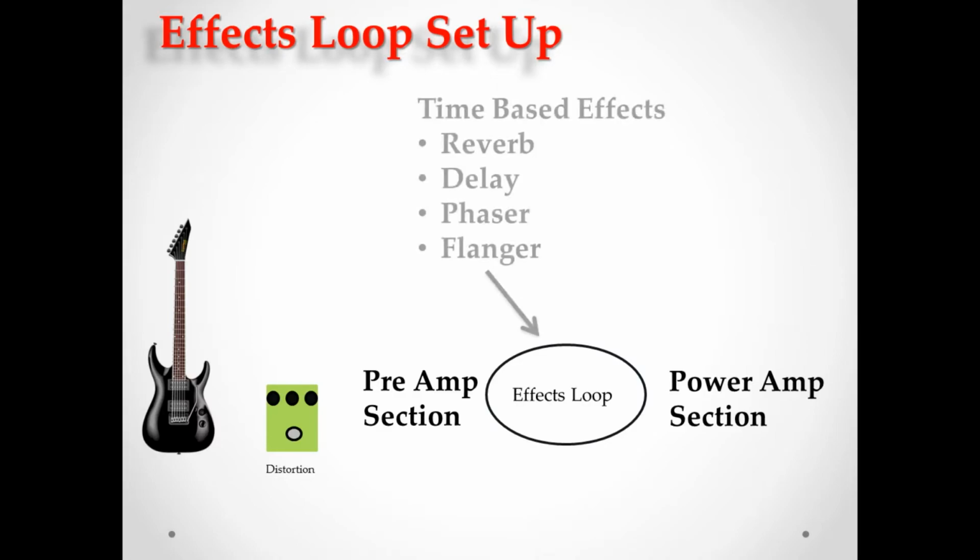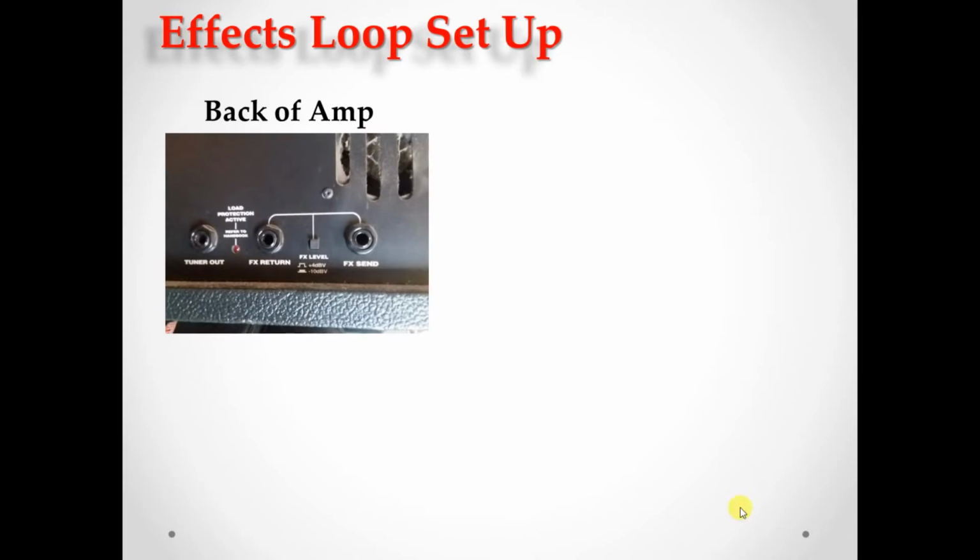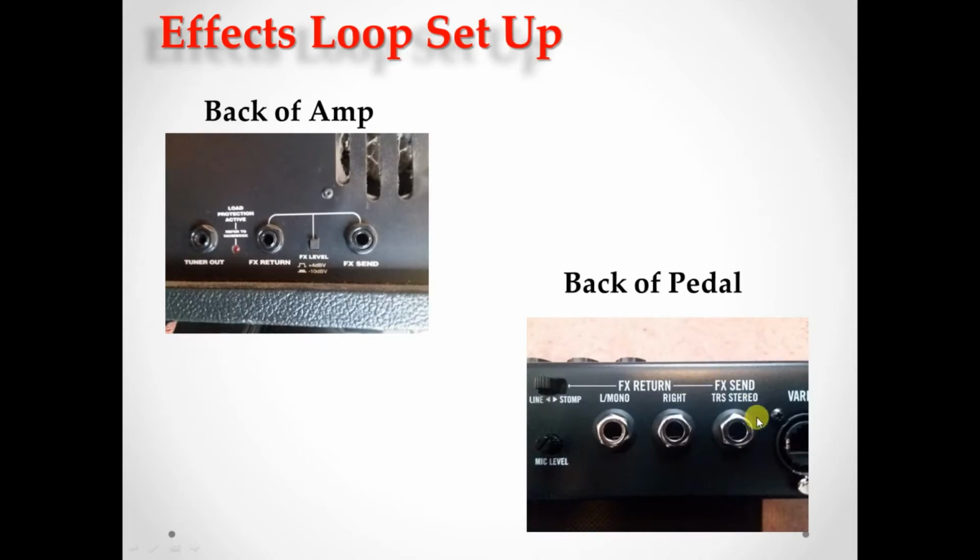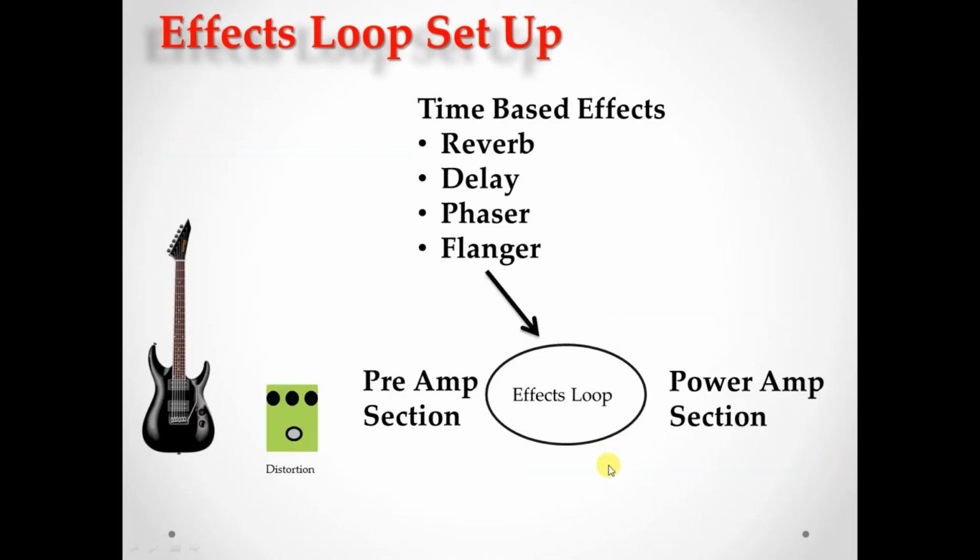Typically the effects that go in here are time-based effects, such as reverb, delay, phaser, and flanger. Anything that had that frequency that we were talking about, or a speed adjustment, would sound great in this effects loop. If your amp has an effects loop, chances are on the back of it you'll see an effects return and an effects send. Also, on the back of your multi-effects pedal, you'll probably see something that says return and send as well. If you're not using a multi-effects pedal, then you can just simply place all of these effects right into where this effects loop would be and have your distortion pedal and other non-time based effects before the preamp section.